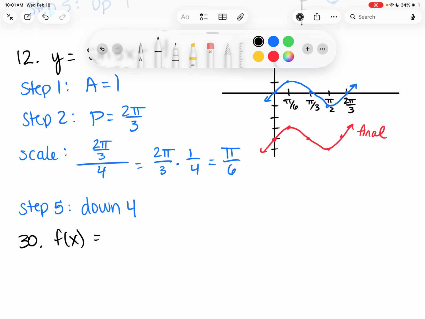f(x) is equal to 1 minus 3 sine of (x plus pi). This one will probably be our last one for today. A few things we might finish up tomorrow in this section too. But amplitude is 3.